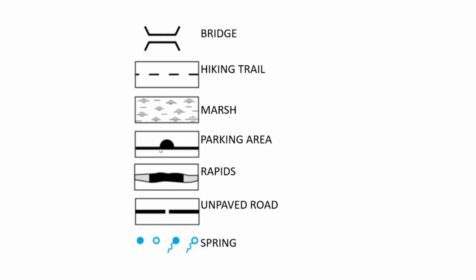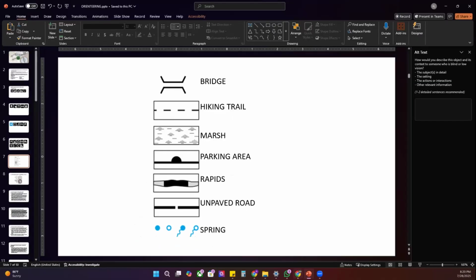This line with a little semicircle is indicating the parking area, right? This line with kind of like a river with a black indication in there is rapids. You don't want to cross over there, right? You don't want to be crossing the river over there. Then you have unpaved road. You see the different line between the hiking trail and the unpaved road. And then you have some bubbles, kind of like that. That's a spring.